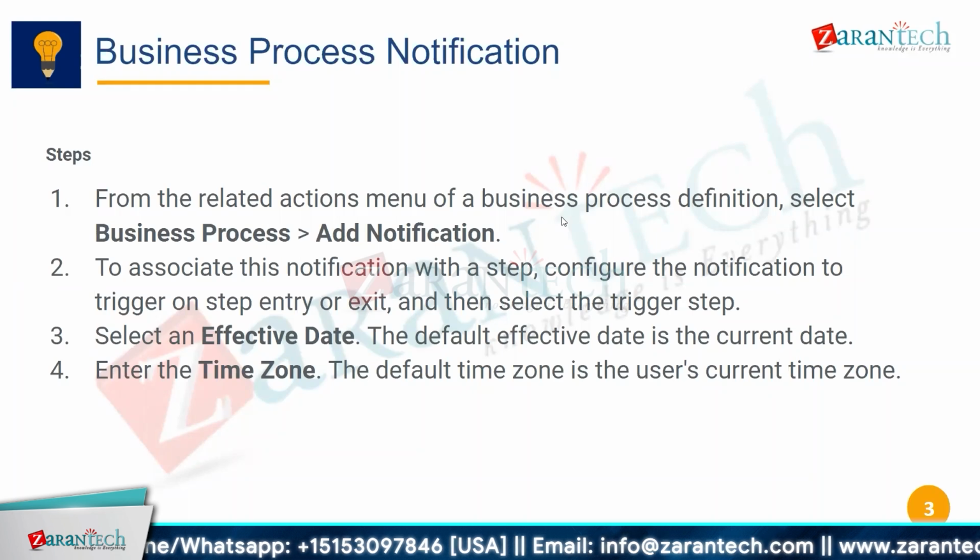can select business process, add notification. To associate this notification with a step, configure a notification trigger on step entry or step exit, and then select the trigger step. So we can notify people when the step has begun, somebody has entered that step, or somebody has exited that step. And then the trigger, whether it's completed, canceled, or on hold or whatever it is.